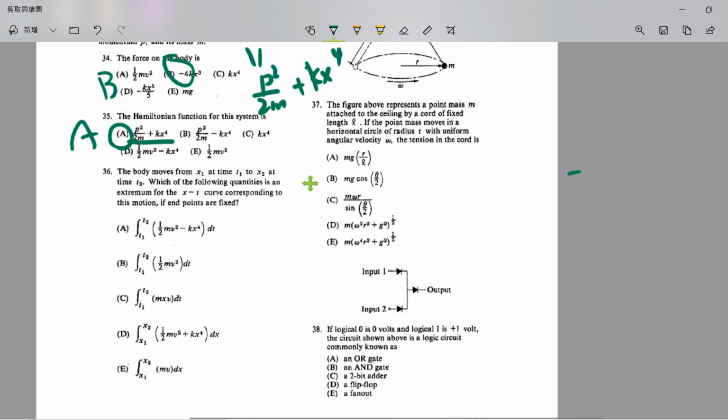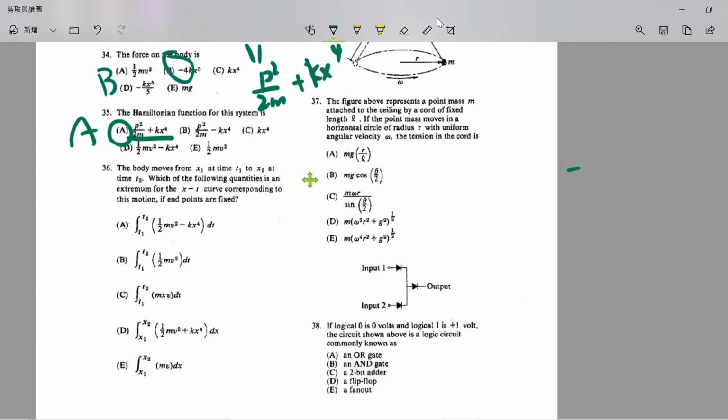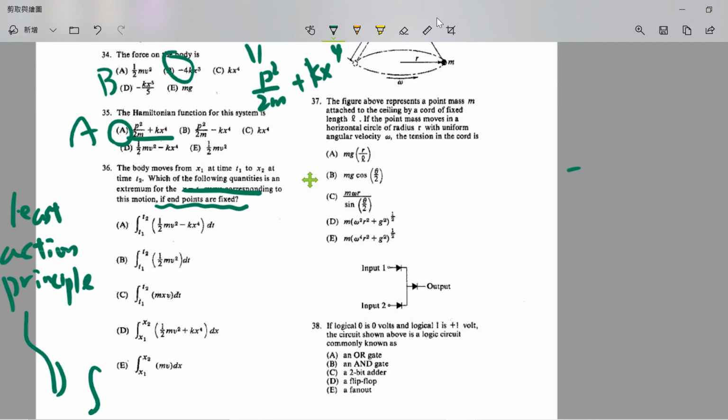Okay, and 36, the body moves from x1 at t1 to x2 at t2, and which following quantity corresponds to the motion. Okay, so this is basically asking about the least action principle. So this is the answer. So this is the Lagrangian. Lagrangian is T minus V. So this is T, this is V. So the answer is A.